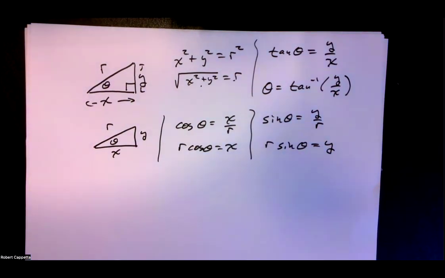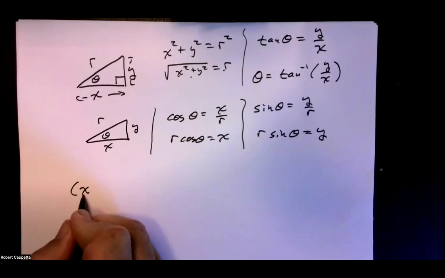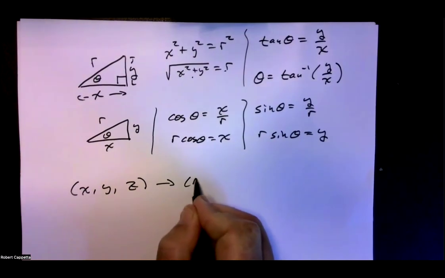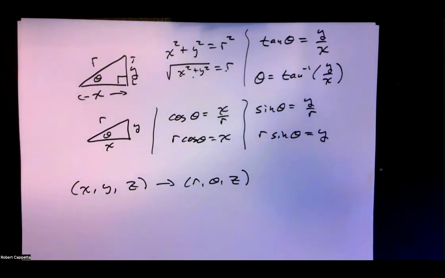But I'm saying nothing about z because, again, remember, the cylindrical coordinates compared to rectangular are x, y, z. Cylindrical are r, theta, z. So z stays the same. There is no need for us to change that as we go along. And then one of our goals is going to be to convert equations from one coordinate scheme to another.